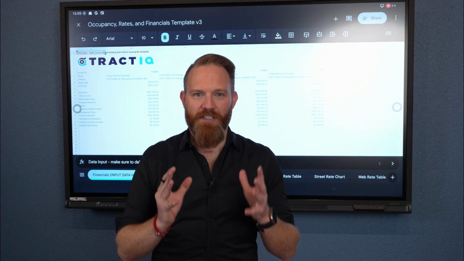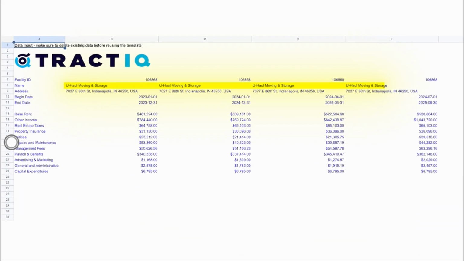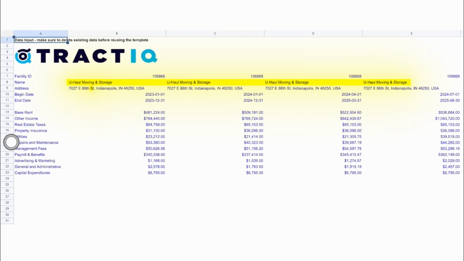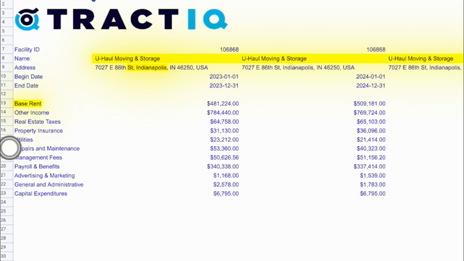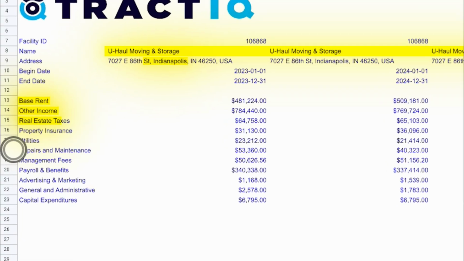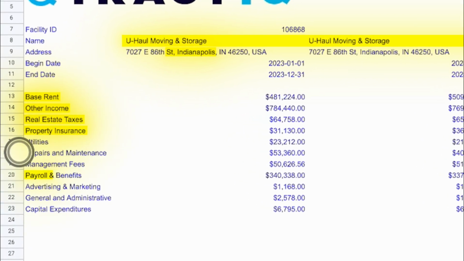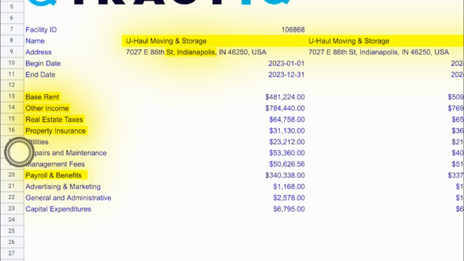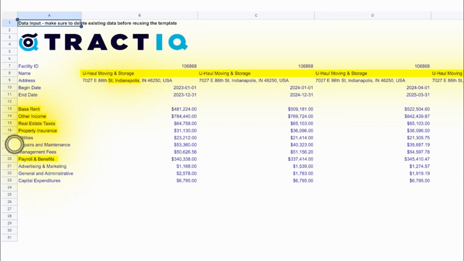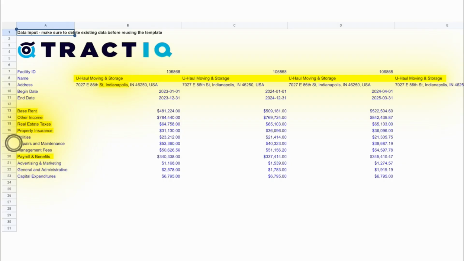Look at this data. As you can see right here, we have U-Haul, and this U-Haul is located in Indianapolis. Now, we are going to look at this and its performance, meaning we're actually looking at the financials for this facility. We have our base rent, other income, the real estate taxes, property insurance, payroll benefits. We can actually look at and see here, based upon the years, how their rates have changed, meaning their revenue.